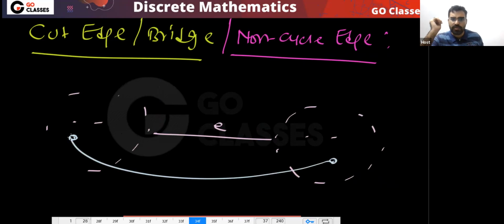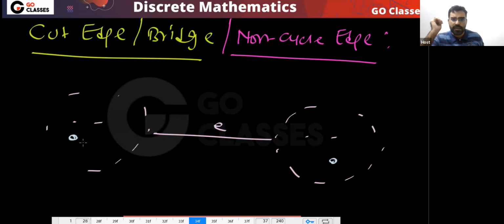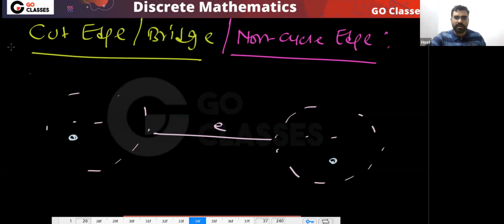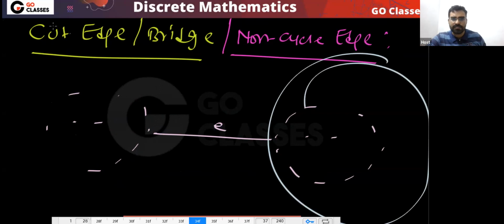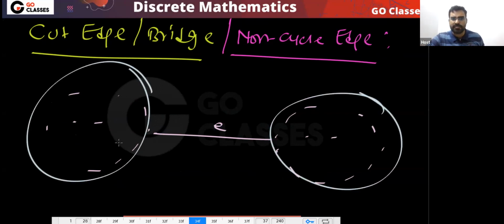No, you cannot have it, because else this will become a cycle edge. If I have this, then this edge will become a cycle edge. So this will not happen. So this is the memory picture you have to create. This is a bridge, there is some area here and some area here.